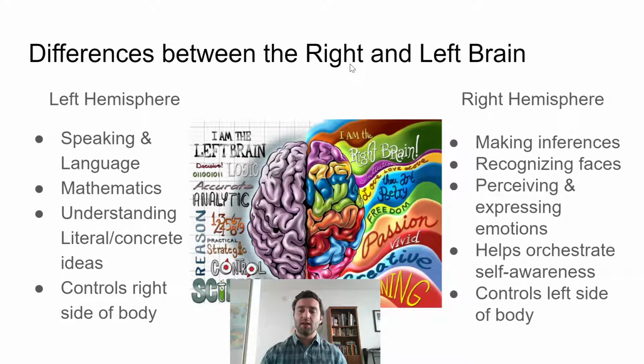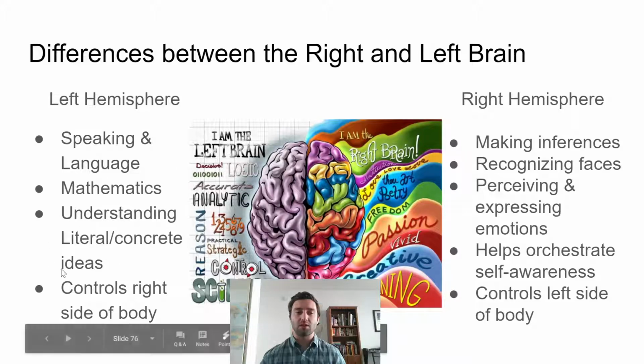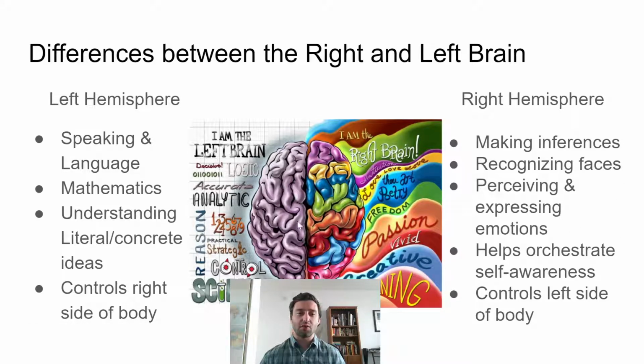The right hemisphere is going to fill some other tasks. It is involved in making inferences, recognizing faces, perceiving and expressing emotions, and helping orchestrate self-awareness. In addition, it controls the left side of the body. You should notice these differences between the two sides. One is very much literal and concrete. Another is more inferential and emotional in a way, although the other parts of the brain we've talked about, like the limbic system, are also in charge of emotions. But they're all working in concert all the time.